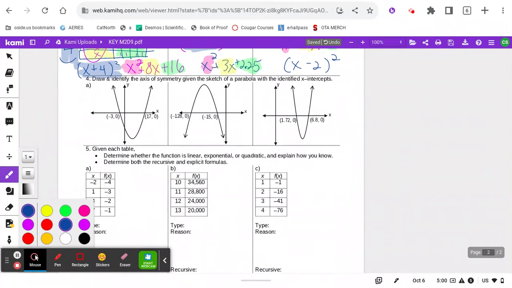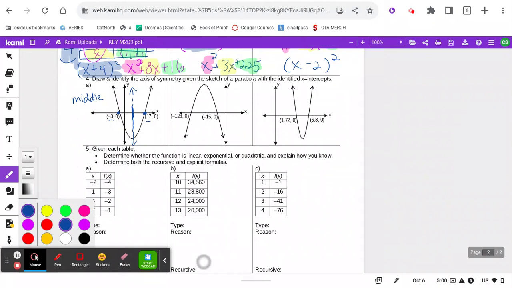All right, for this next section, draw and identify the axis of symmetry given the sketch of a parabola. It just wants you to find the axis of symmetry, which is like right down here. So given this information, all I have to go on is my two x values of these two intercepts. Well, guess what the relationship is of this line? It's right in the middle. Your line of symmetry is going to go right down the middle. So how do I find the middle of those two x's? It's called the midpoint formula.